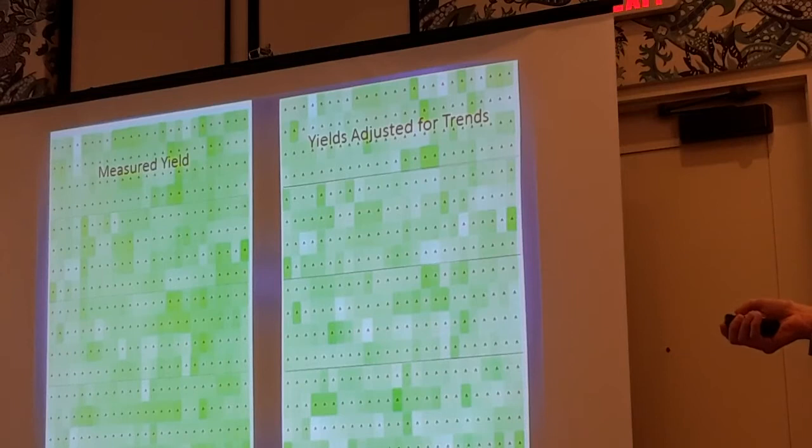So again, it's the measured yield. This is how it looked after we adjusted for the trend. Again, more of what would be considered a random distribution of high and low yielding plots. So with that, that's the end of my presentation on nearest neighbor analysis and accounting for field variability. Any questions?